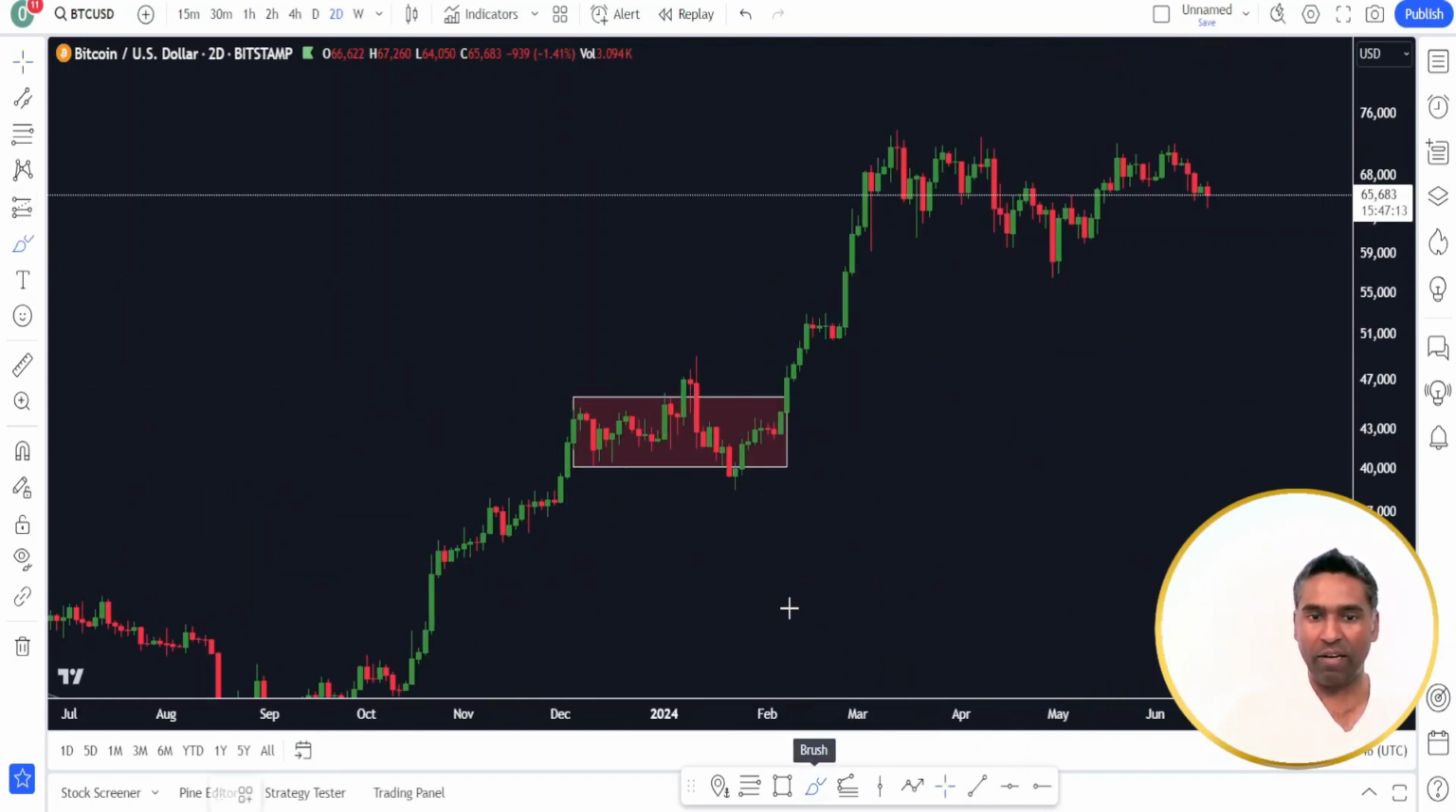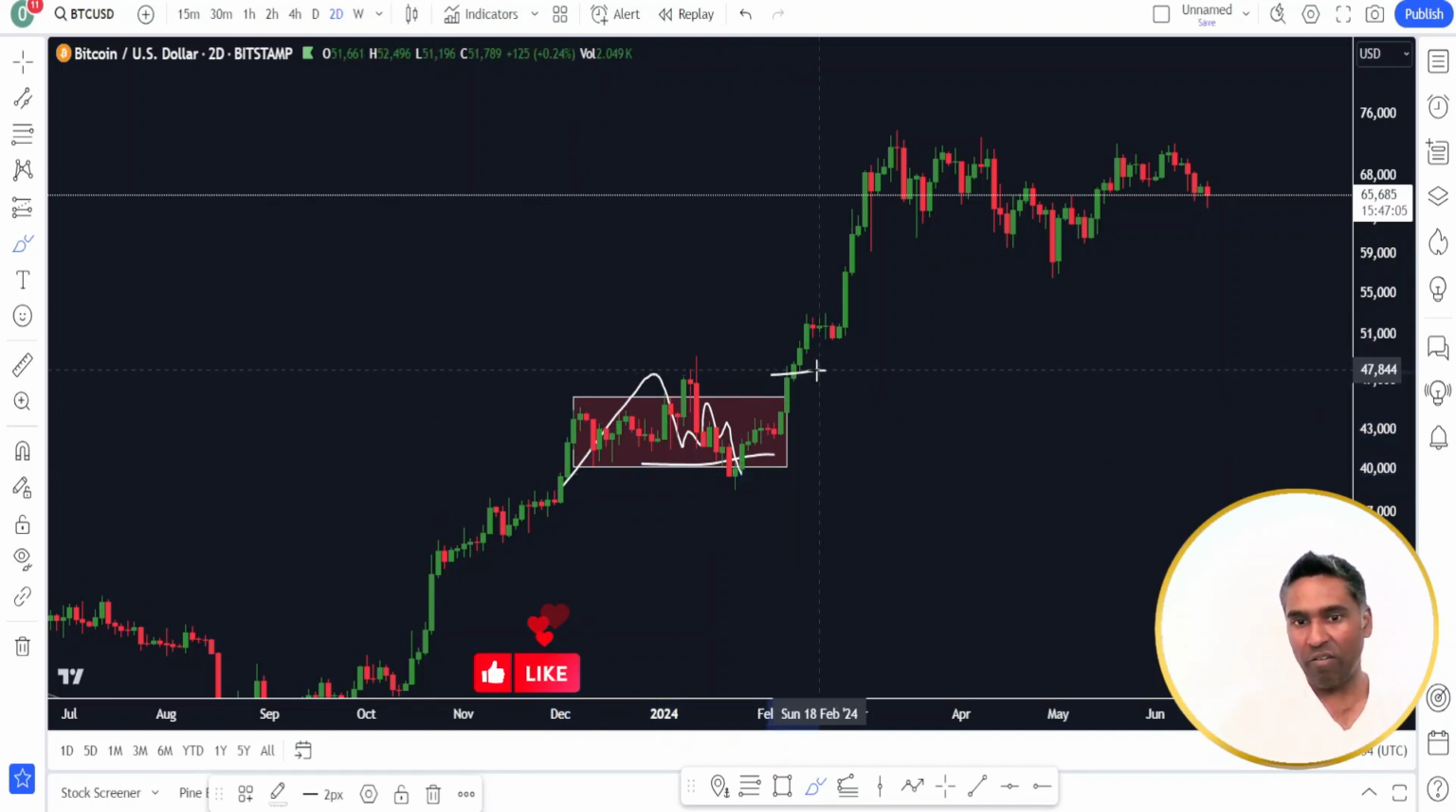on support. When we have a pullback strategy, the price was going up and the price is coming down to the support, and then either we enter on a breakout strategy when the candle breaks this resistance area or breaks this rectangle. So let's see what we want to see here.